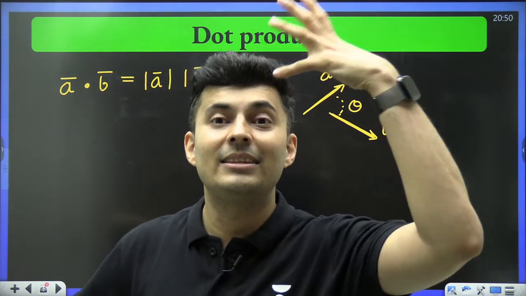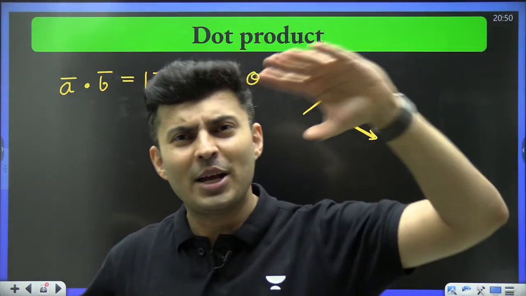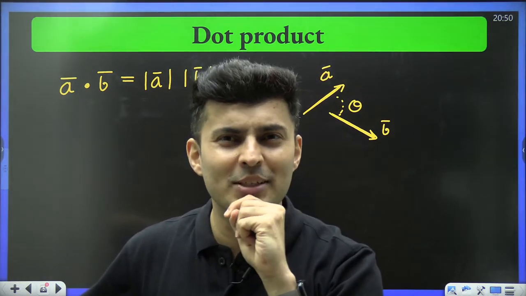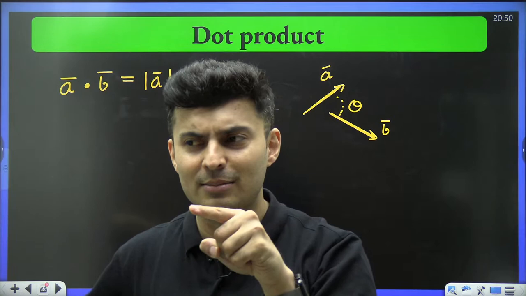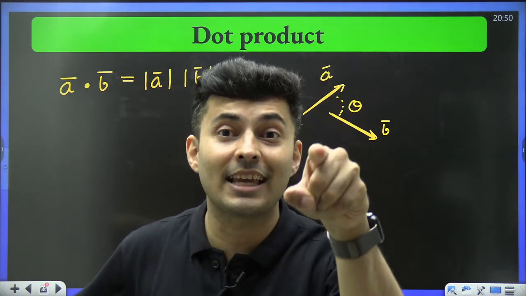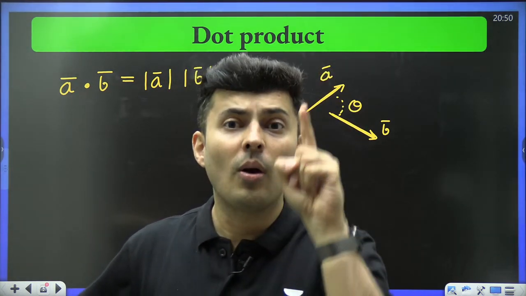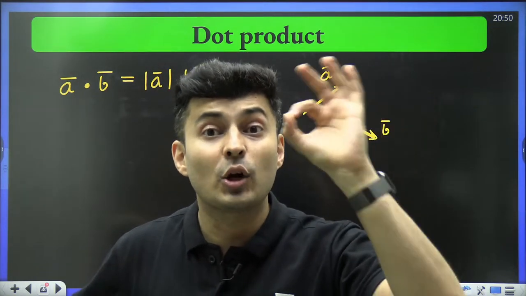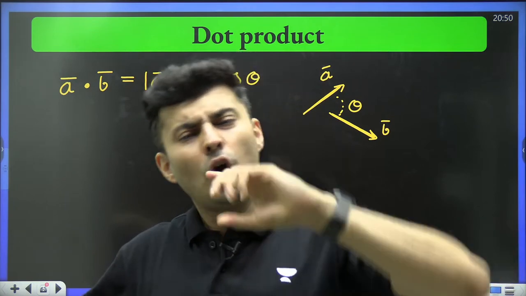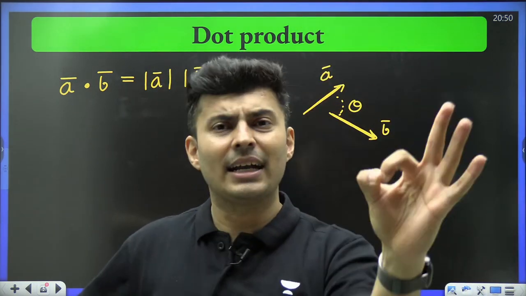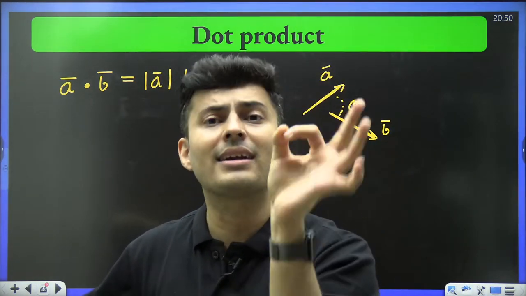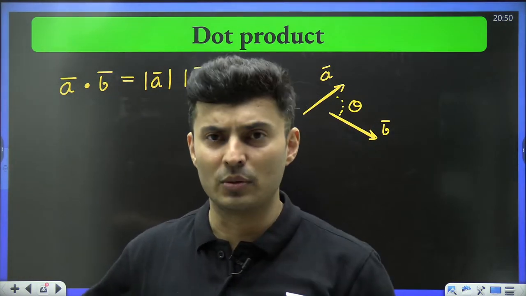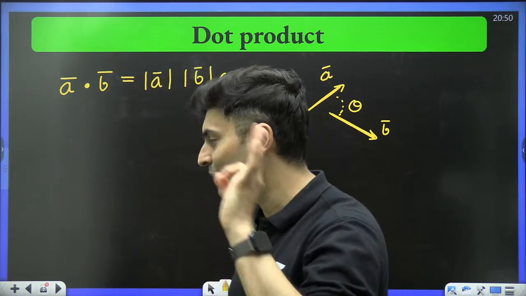Same way, the scientists saw the trends. Whenever you multiply, for example, force into displacement. What is force into displacement? Force is a vector, displacement is a vector. Their product is a scalar, which is work. And every time you will see cos is coming, cos of the angle between them. So then they said, okay, whenever you take two vectors and get a scalar, the answer will contain cos of the angle between them, multiplied with the magnitudes. That's all.